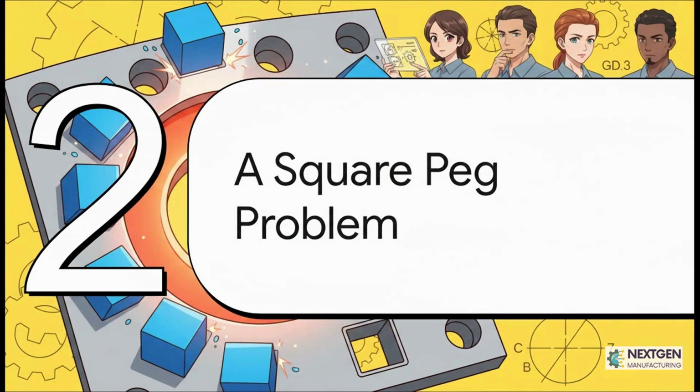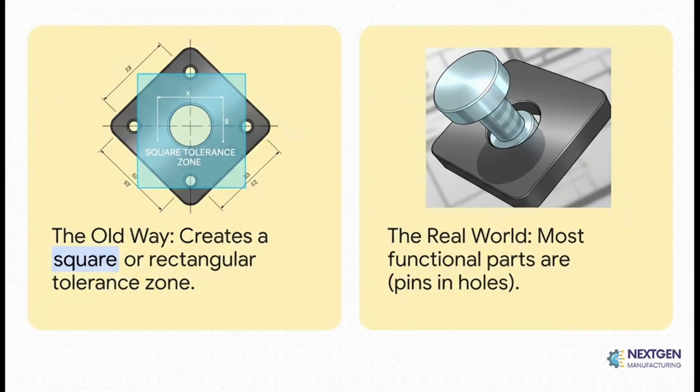The whole issue really just boils down to a classic mismatch. It's basically a square peg in a round hole problem, but applied to how we measure and tolerate parts. Okay, so here's the crucial disconnect. When you define a location with a plus or minus for your x and y coordinates, you create a square-shaped zone where the center of a hole is allowed to be. But now think about how parts actually fit together in the real world. It's almost always a round pin going into a round hole. A square tolerance zone just doesn't match the circular function of the part at all.